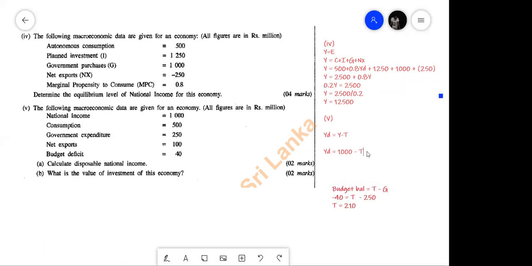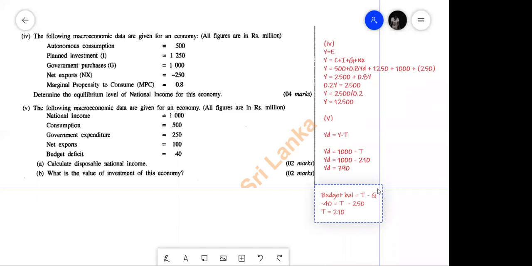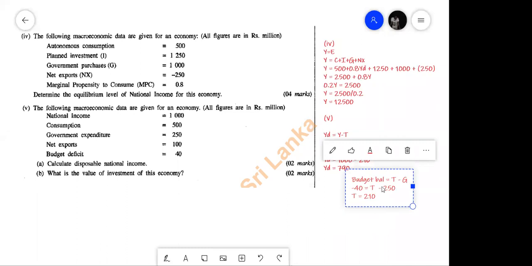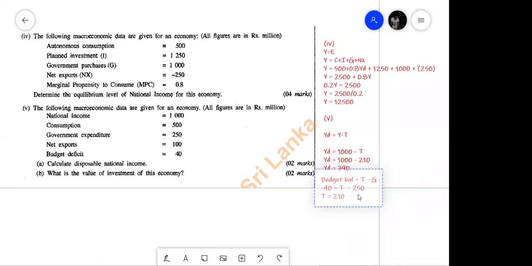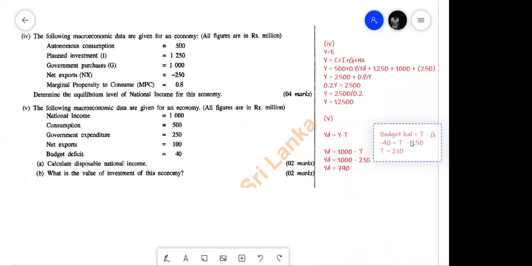Now you go back to your question here. Now you can find it. So YD is equal to 1000 minus 210. How much do you get? YD equals 790. That's how you get that answer. Directly they will not give you this. This is a very common question that I have seen in a few papers, so make sure that you know this.